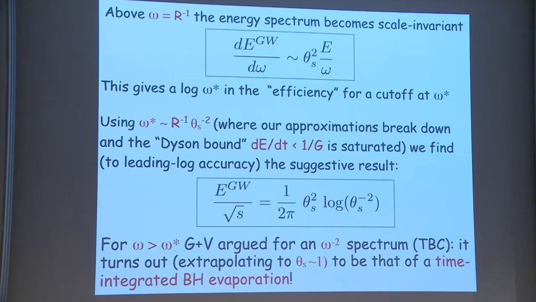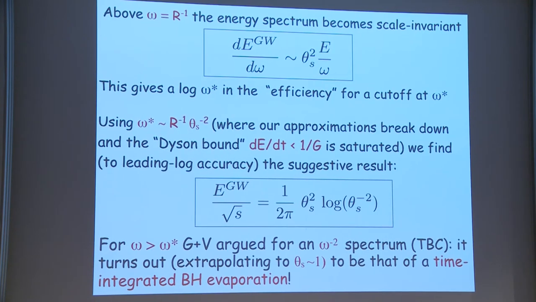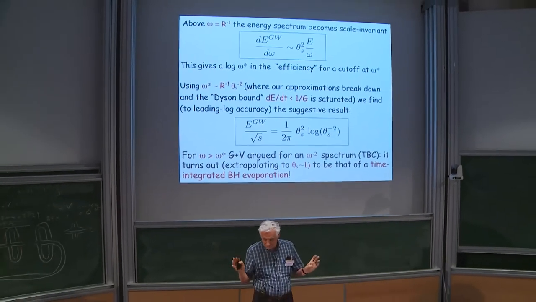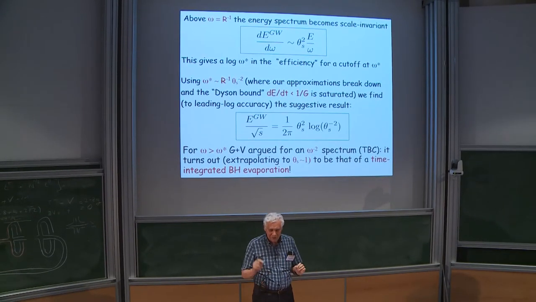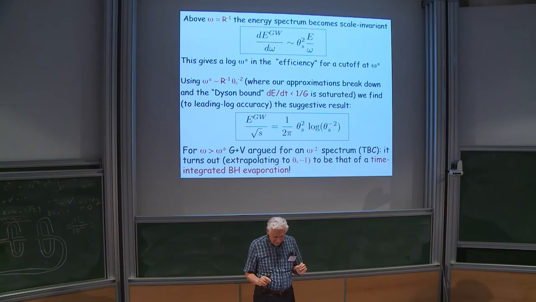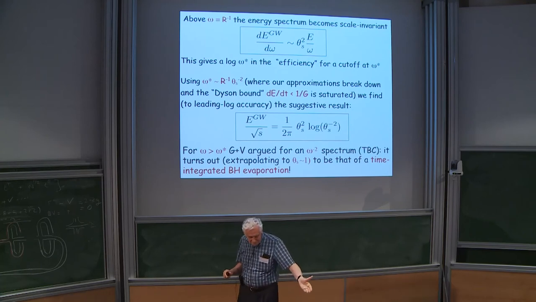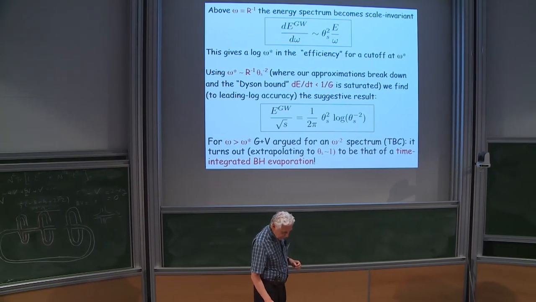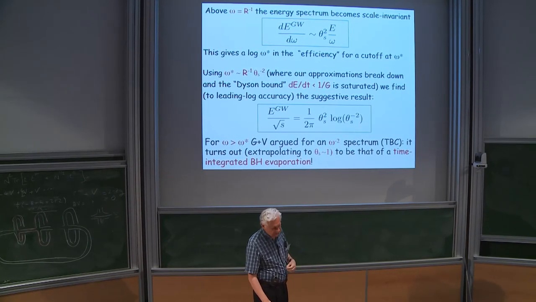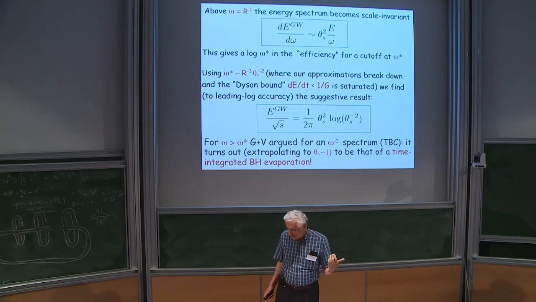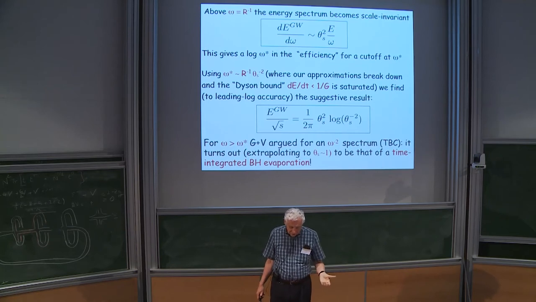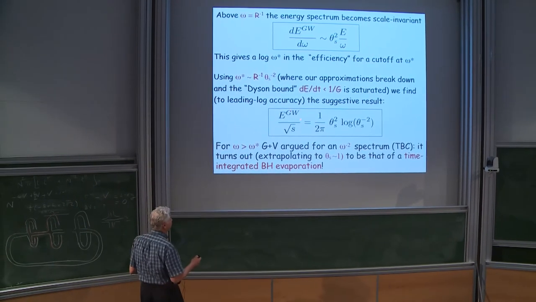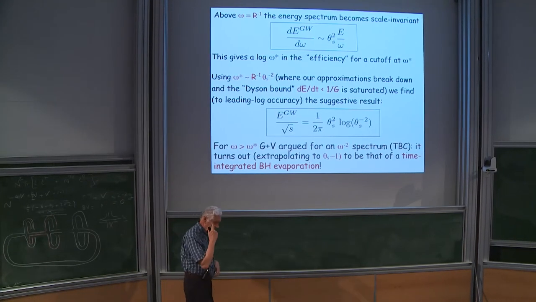Now, another thing, an amusing thing, is that if we use that formula above that scale, then you start to violate something which is not a sacred bound. It's called the Dyson bound. I think this I learned from Gary, that there is a bound on dE/dt which has precisely the dimensions of 1 over G Newton. Now, it's not clear that this is an absolute bound in nature, but it could very well be a true bound for this process. So if we assume that kind of cutoff, then of course you can even compute the total efficiency for emitting gravitational waves, and it comes out like that.